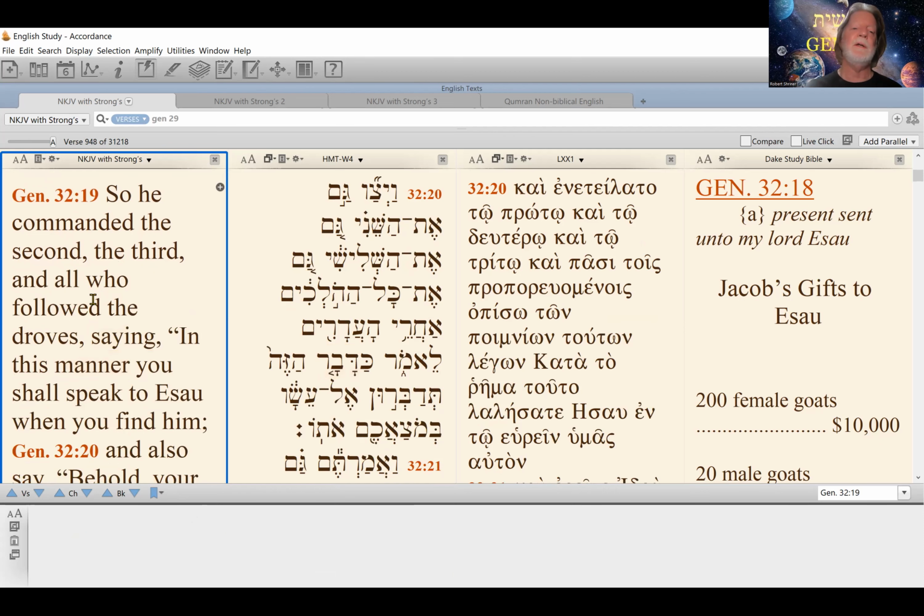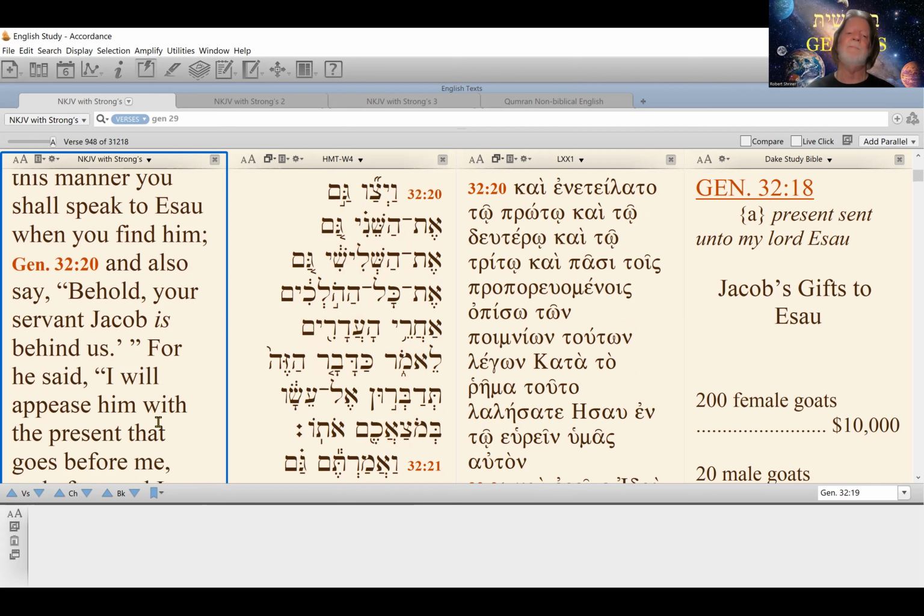So he commanded the second, the third. So I said I didn't know whether the camp was divided into 2 groups or 4 groups. It sounds like 4 to me. So he sent that one first, then the second and the third, and all who followed the drove, saying, in this manner you shall speak to Esav when you find him. So if Esav is going to get to Yaakov to do him harm, he's going to have to go through 4 groups of people, probably with Yaakov at the very tail end.